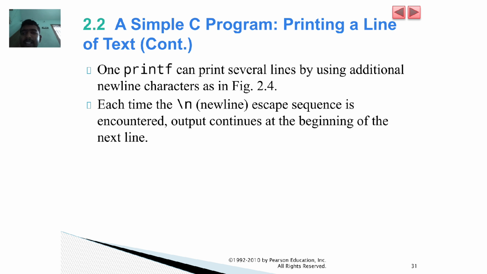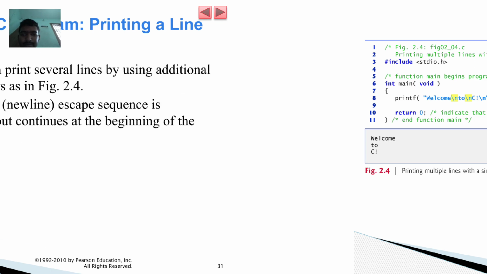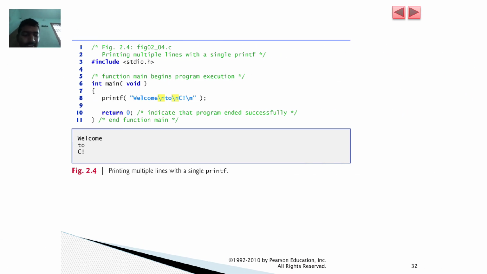This is a simple C program printing a line of text. If you want the escape sequence for the next line, then use the \n. As I told you previously, I have kept the \n here, and now they have also included the \n once again. In this code there are three \n, so we get the output in three lines. That is simple.